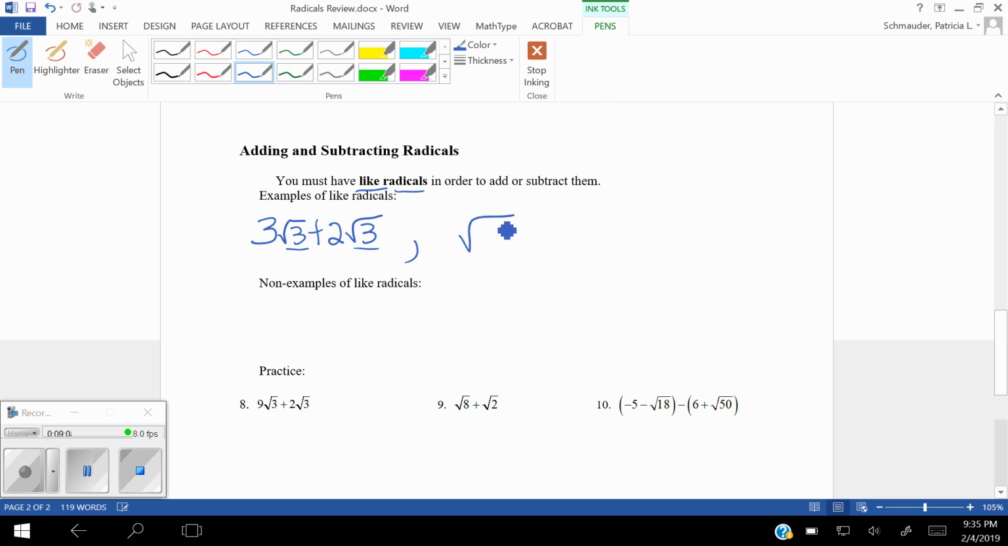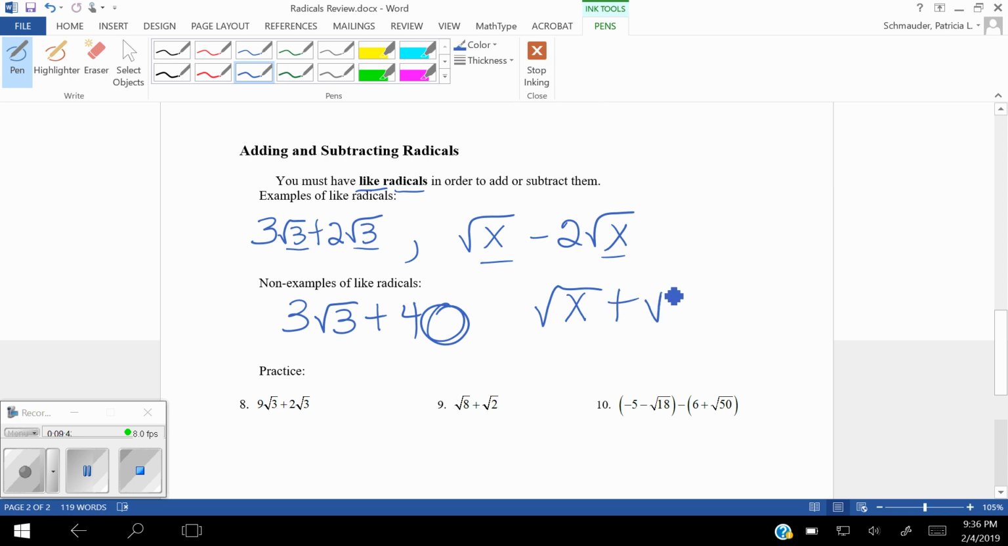So how about the square root of x minus 2 times the square root of x? Those would be like radicals, right? Because I got the square root of x here, and I also have that in this number. How about non-examples? Well, how about if I had 3 times the square root of 3 plus 4? I couldn't combine those because I don't have a radical here, right? So those would not be like radicals. What if I had the square root of x plus the square root of 2x? Those would not be like radicals because this number inside is not the same.